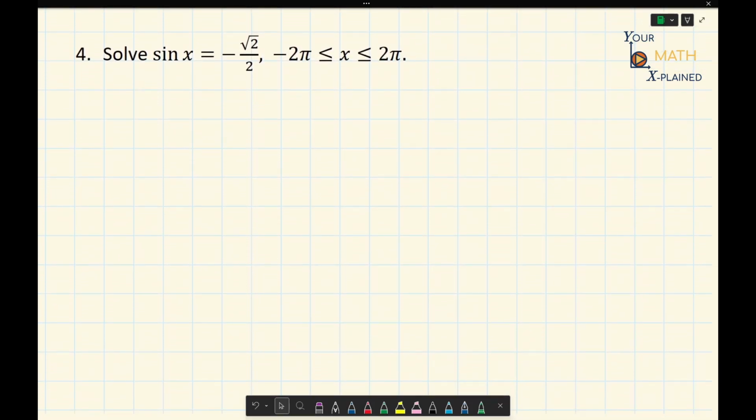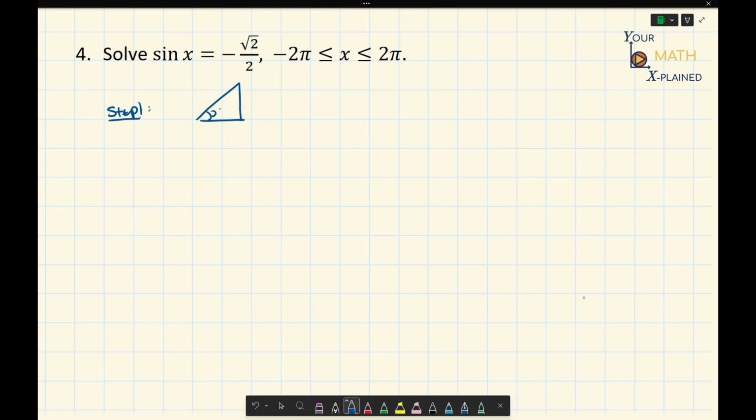Now for our final example, we have something where the domain is a little bit different from the previous examples. So let's not worry about that yet. Let's go ahead and continue with our step 1 to 3, and then we will take a look at how to address that in step 4. So our step 1 is to find the reference angle. We start by drawing our triangle.